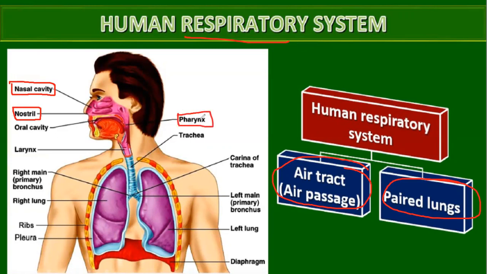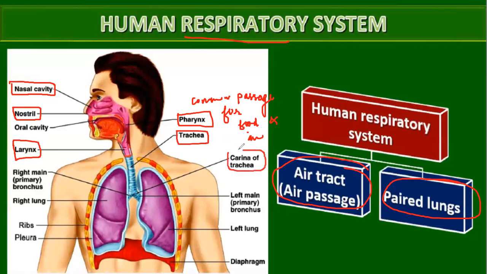Pharynx is a common passage for food and air. After that it goes into the larynx. After the larynx you have the trachea. Trachea is a long tube which is covered by cartilaginous rings.